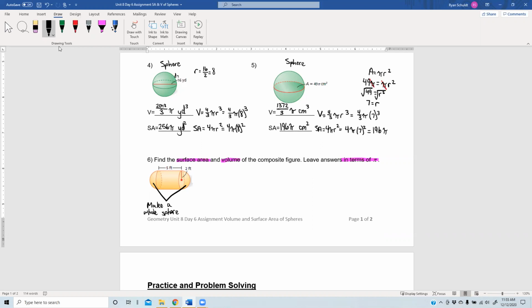Okay, so let's do surface area first. Let's do the surface area of the sphere. Well, we know that's going to be 4 pi r squared. So 4 pi, the radius is 2 squared. So this will give us 16 pi.